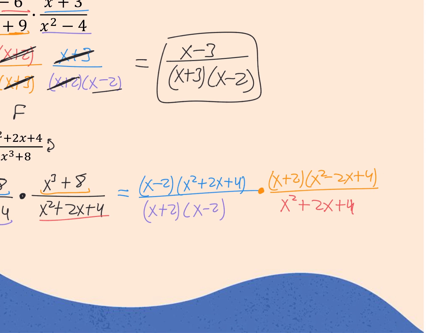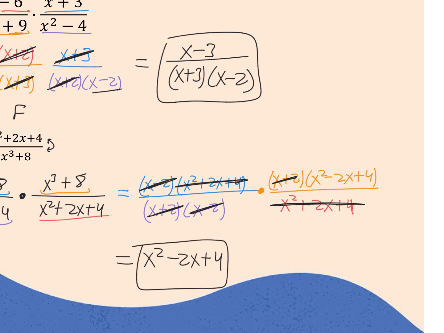And then now you're just looking for what matches on the top and on the bottom. It looks like I have a matching x minus 2 and x plus 2, and then I have this entire trinomial on the top and on the bottom that match. All right, so the only thing that doesn't cancel out is x squared minus 2x plus 4. That's the only thing that didn't cancel, so I would leave that alone, just like that.